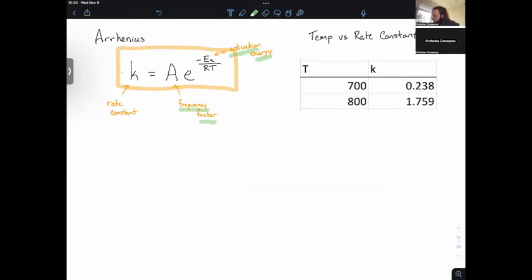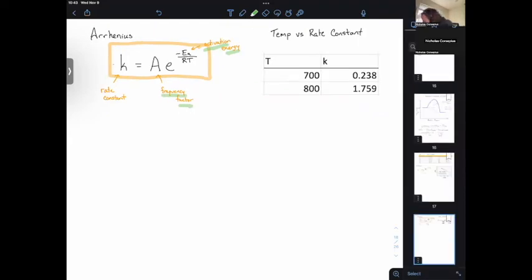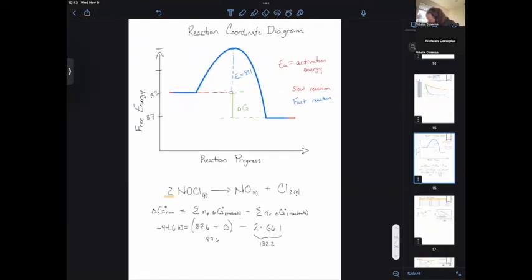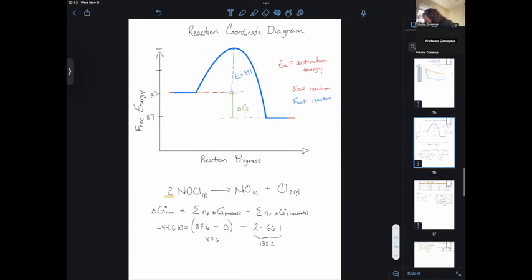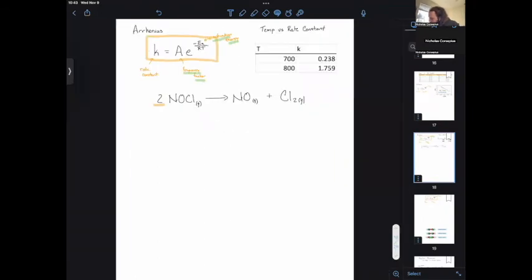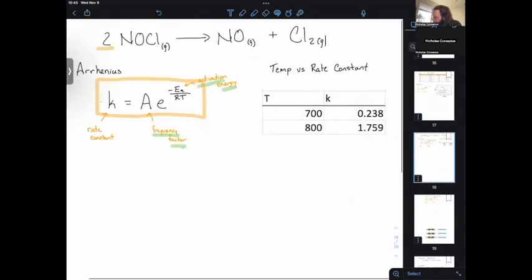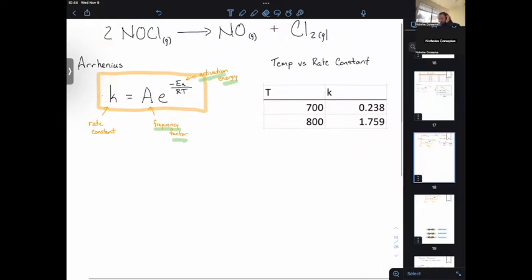Just to remind us, this is the reaction that we're talking about. Actually, let me reorganize this a little bit at the top. Again, we're going to learn how to analyze this data in order to figure out the activation energy and the frequency factor for this reaction.